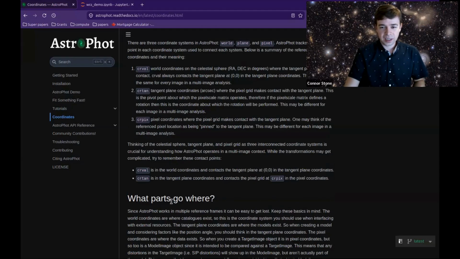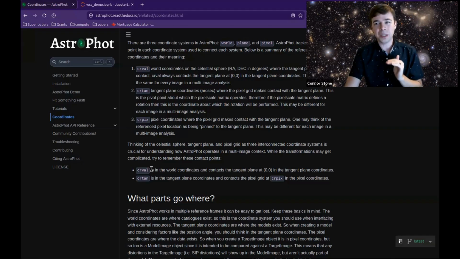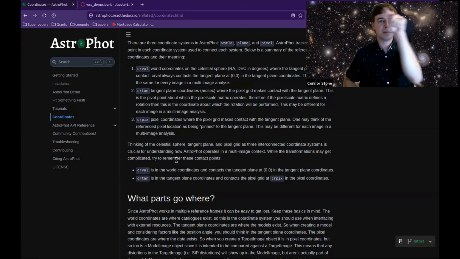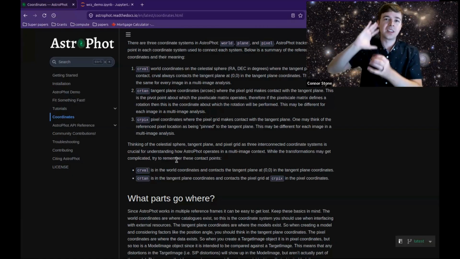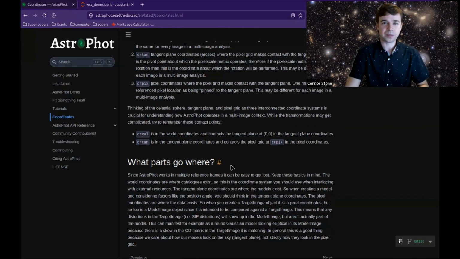So, as a recap, it can get complicated transferring between these coordinate systems, but just keep in mind that CR val is in the world coordinate system and it connects to the origin of your tangent plane. CR tan is some point in your tangent plane and it connects to CR pix in your pixels. And essentially everything pivots around those contact points.